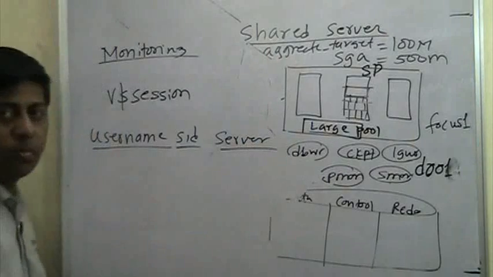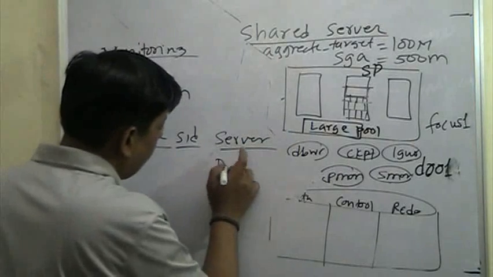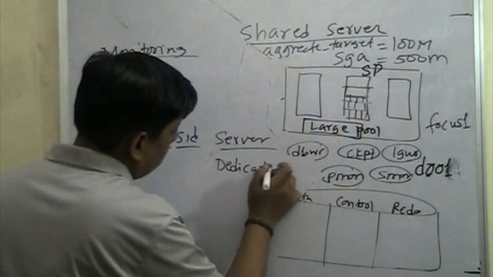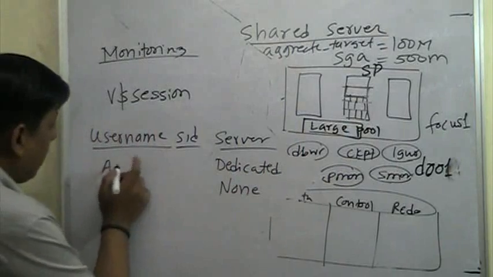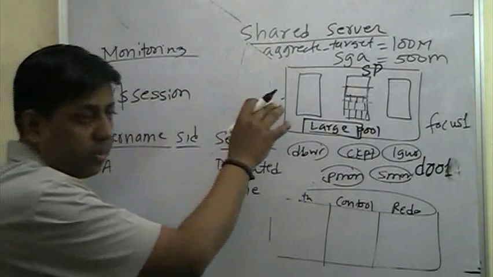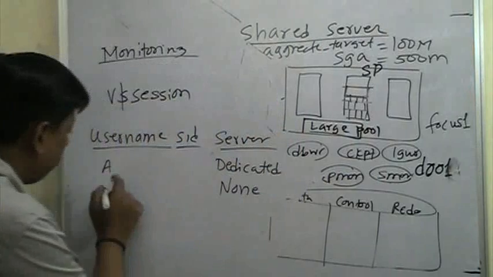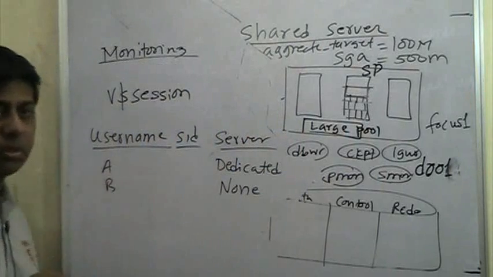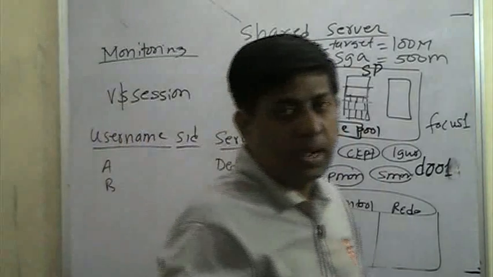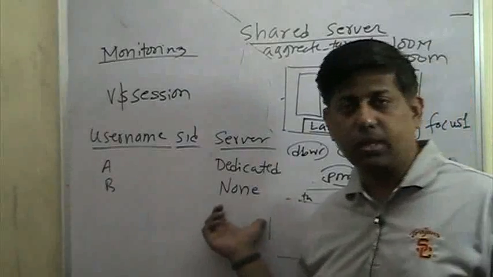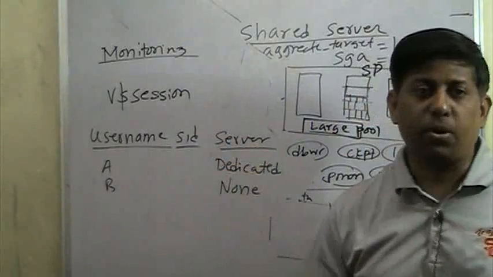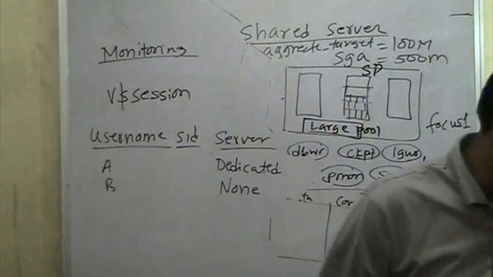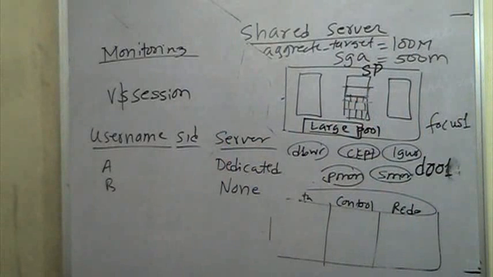In that server column, you will see a word called dedicated or none. So if user A is connected through a dedicated server process, you will see the word dedicated there. If user B is connected through a shared server process, you will see the word none there. I don't know why they have not put the word shared server there, but that means he is not using the dedicated. So this is how you can monitor who is connecting as dedicated or who is connecting as a shared server.